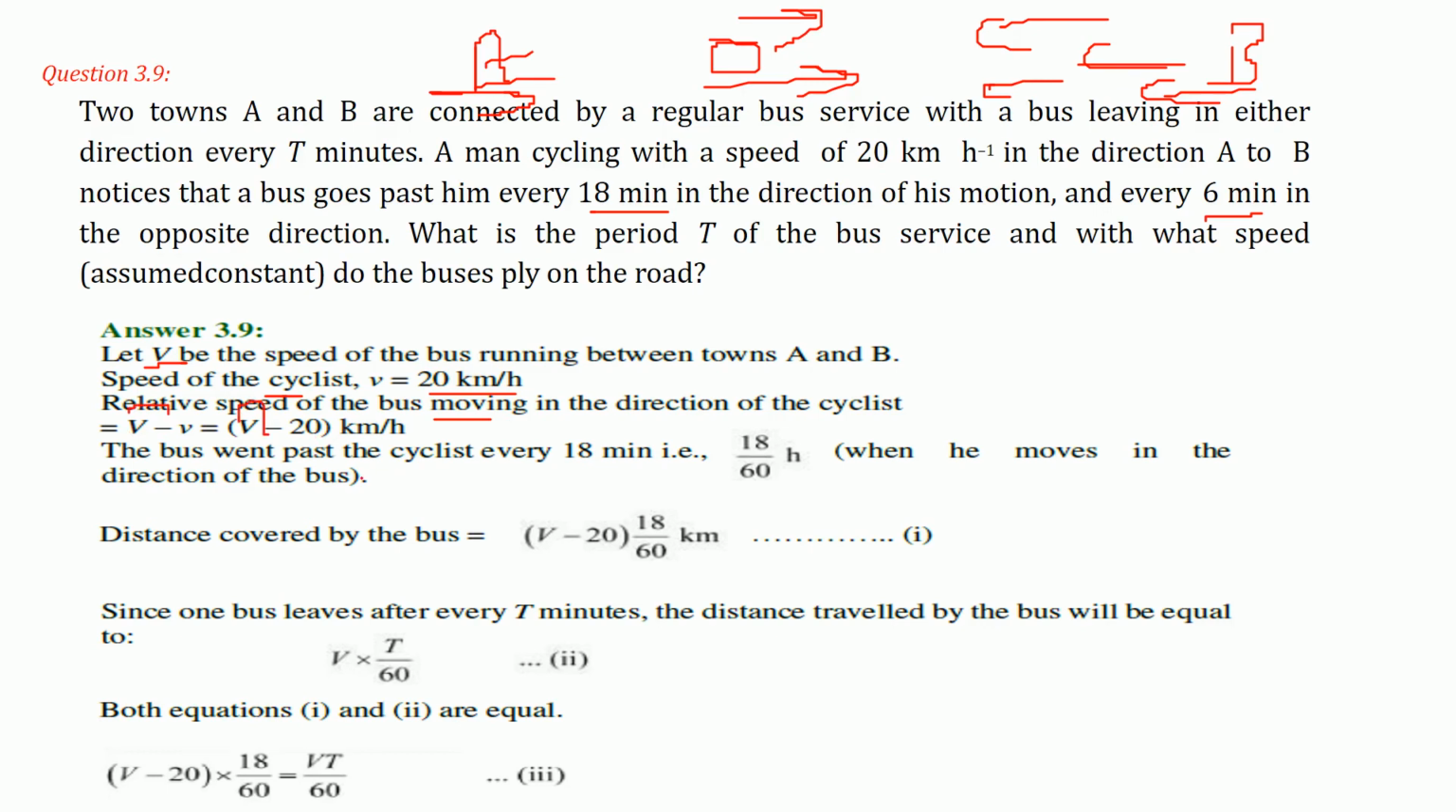And the buses are passing every 18 minutes. So 18 minutes will be 18 by 60 hour. What is the distance traveled? Distance traveled is simply velocity into time. So this will be the first equation. Now since every bus leaves after t minutes, the distance traveled by the bus will be equal to V into t by 60, right? Now these two are equal, so let us equate them.